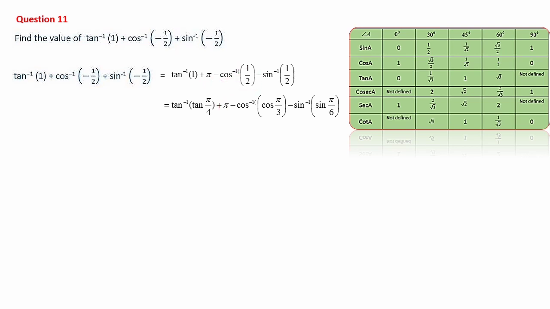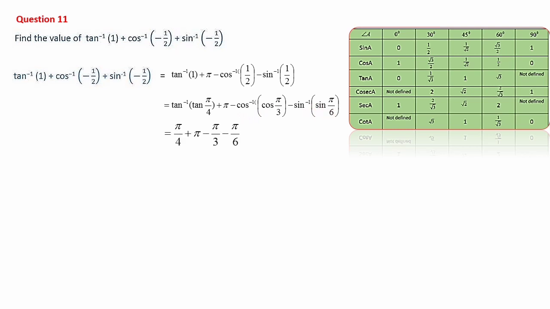Cos inverse of 1 by 2 means cos is 1 by 2 for 60 degree. 60 degree means pi by 3. 60 into pi by 180, that means pi by 3. These calculations we will do mentally, so that you can save your time as well. The next is sine inverse 1 by 2, for which angle does sine have 1 by 2? That is 30 degree. 30 degree when you convert into radians is pi by 6. So sine inverse of sine pi by 6. Now we have to use those formulas, that is tan inverse of tan theta, cos inverse of cos theta, sine inverse of sine theta. That means theta itself.